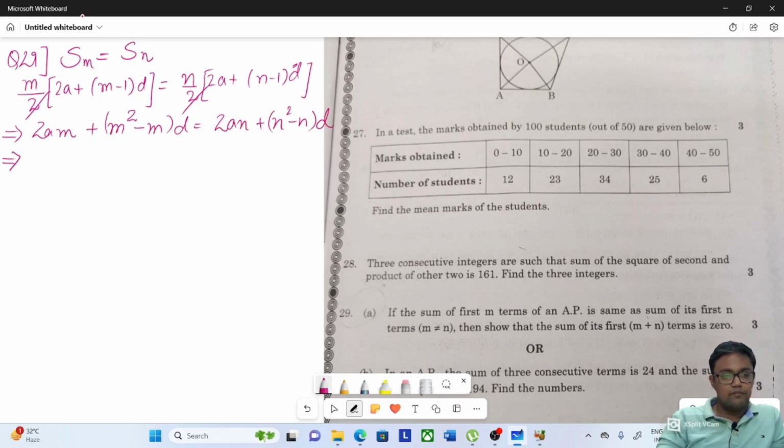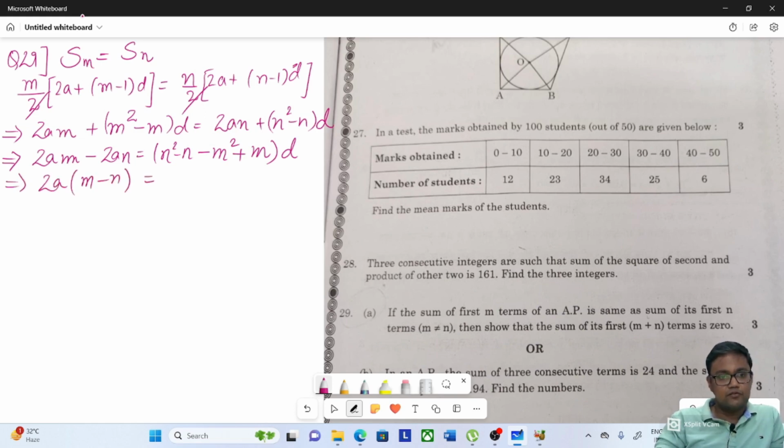Now you can rearrange the terms: 2am minus 2an, and over there it will be n square minus n minus m square plus m d, and again 2a can be taken out common. So m minus n is equal to, I can rearrange these terms by taking a negative sign common. Why am I doing it? You will come to know. So what is positive will become negative, and what is negative will become positive. So this is how I will arrange.